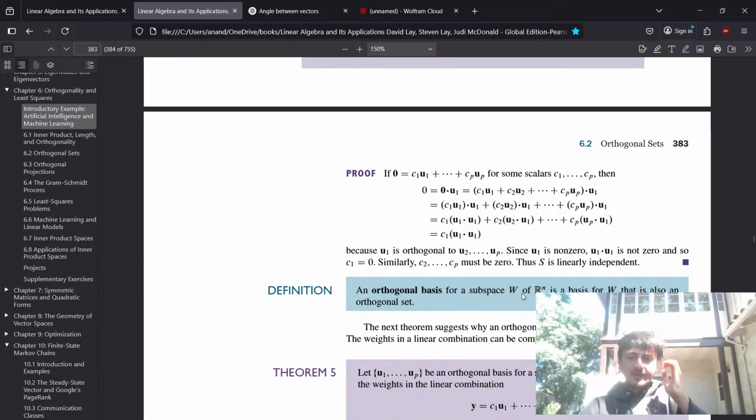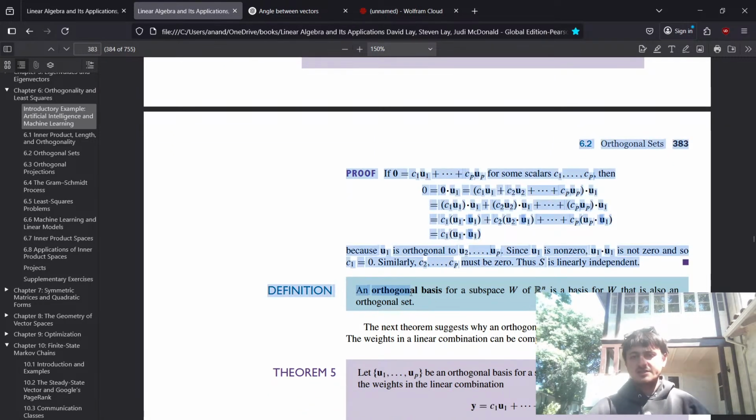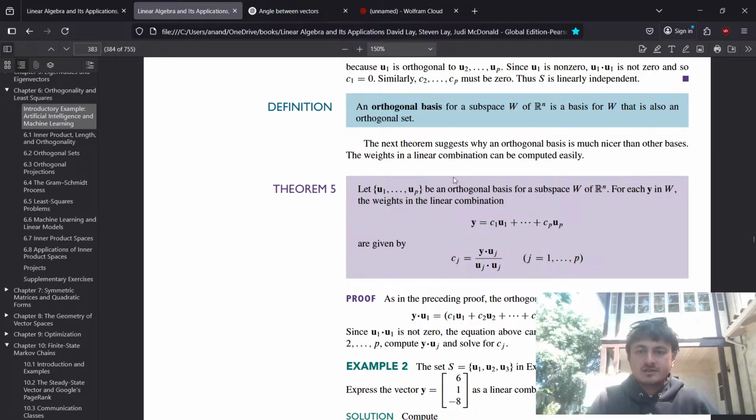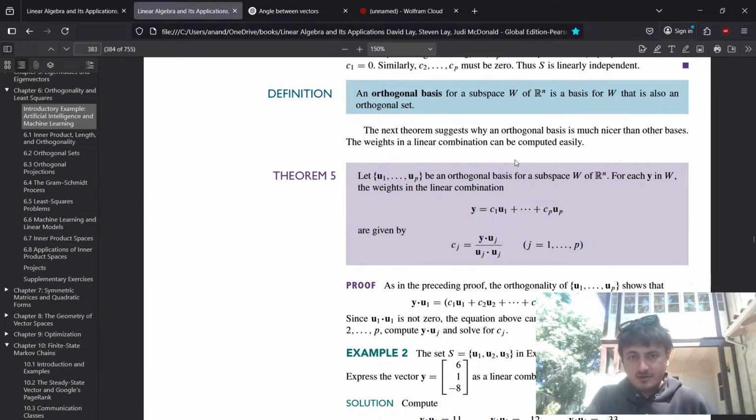An orthogonal basis for a subspace W of Rn is a basis for W that is also an orthogonal set. Okay, that's cool. We like orthogonal bases, or at least I do. The next theorem suggests why. Actually, I like unit length orthogonal bases. The next theorem suggests why an orthogonal basis is much nicer than other bases. The weights in a linear combination can be computed easily.